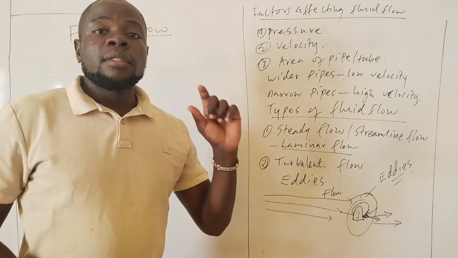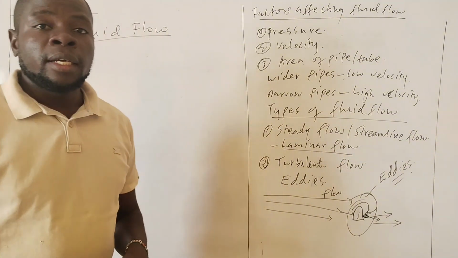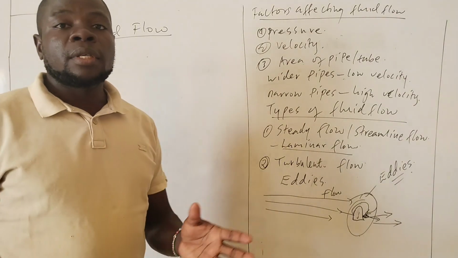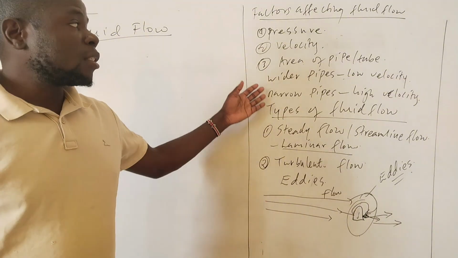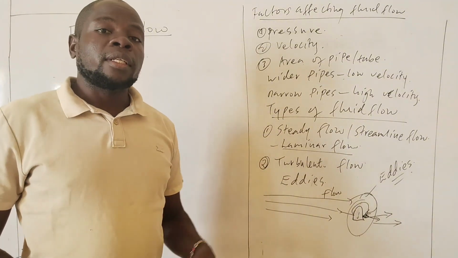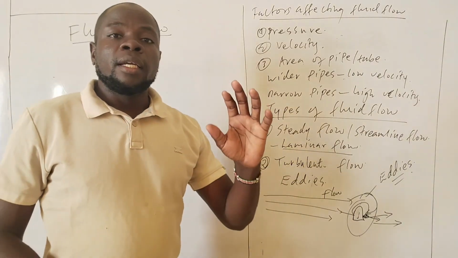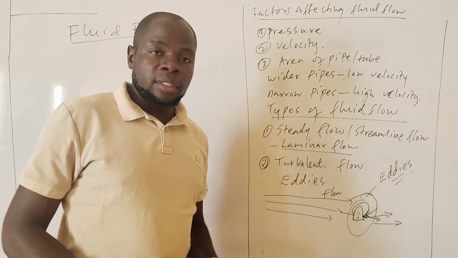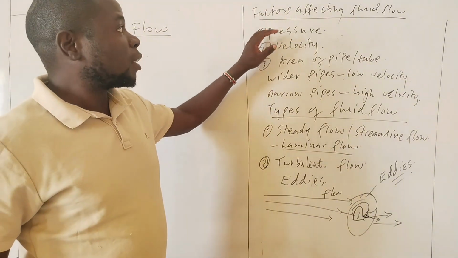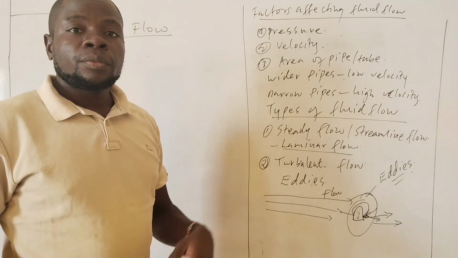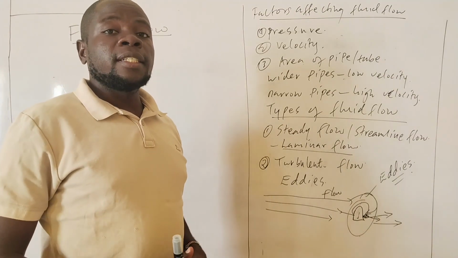So, a recap of what we did. Fluid flow is mass movement of a fluid from one place to another. And we said a fluid is just a substance that can move from one point to another. We gave example of fluids as liquids and gases, where we have water, oil, honey, and air. Those are some of the examples you can think of. Then we also discussed the factors affecting fluid flow.